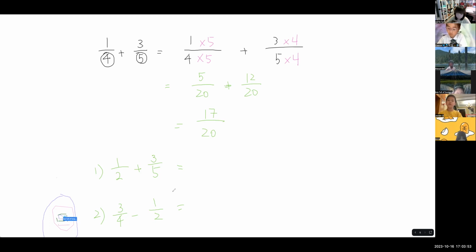Wait, what if the sum of the numbers above the bar, added together, is bigger than the denominator? Yeah, I'm going to discuss that later. You can just leave it like that for now.